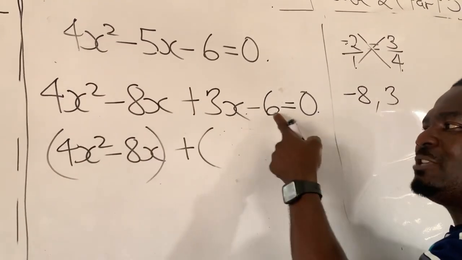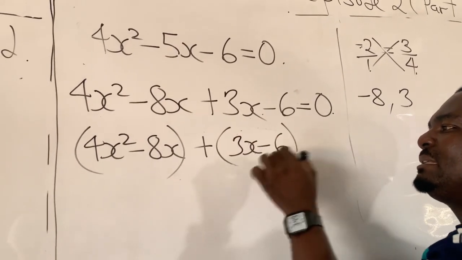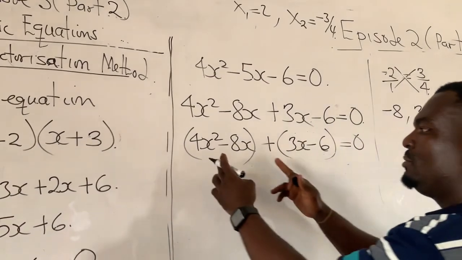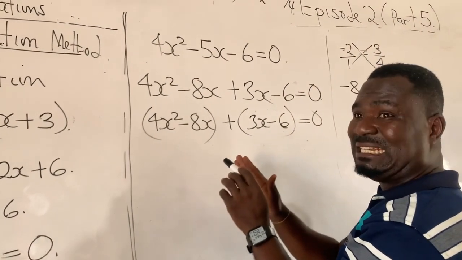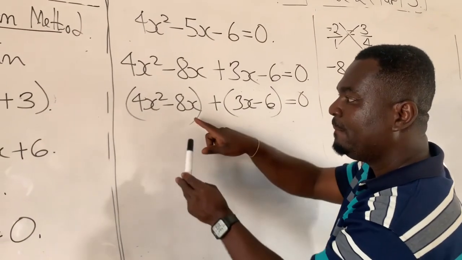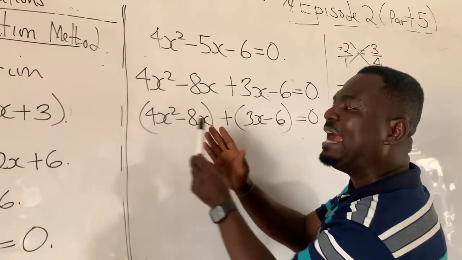Then you put your last two terms also in a bracket, which is 3x minus 6, like this. Then you start factorizing. Students have problems with factorization. Watch it. When it comes to factorization, what you do here is you find the common element.